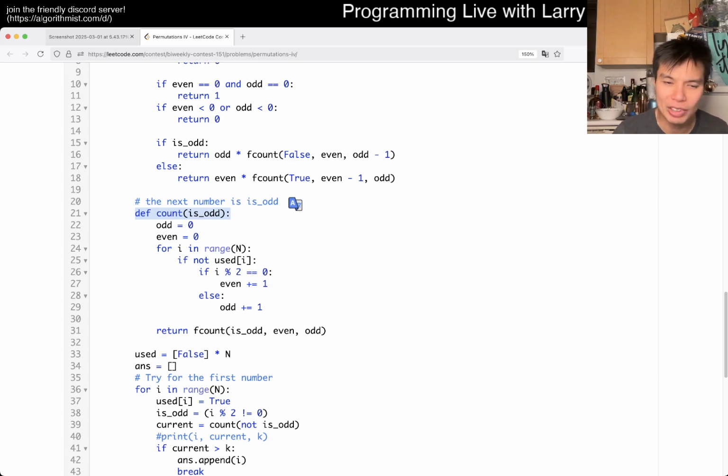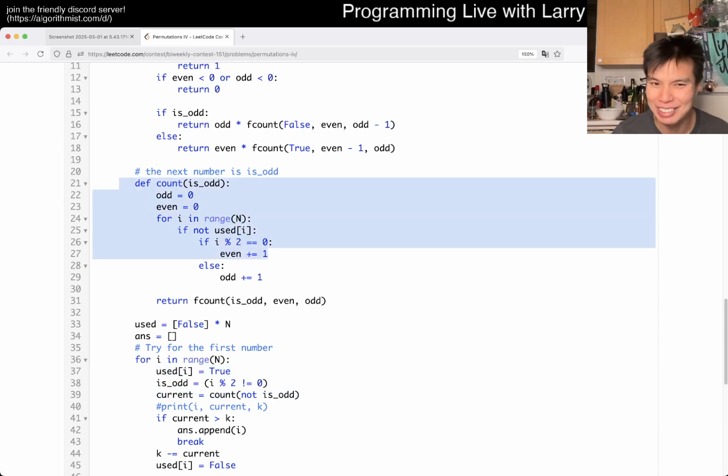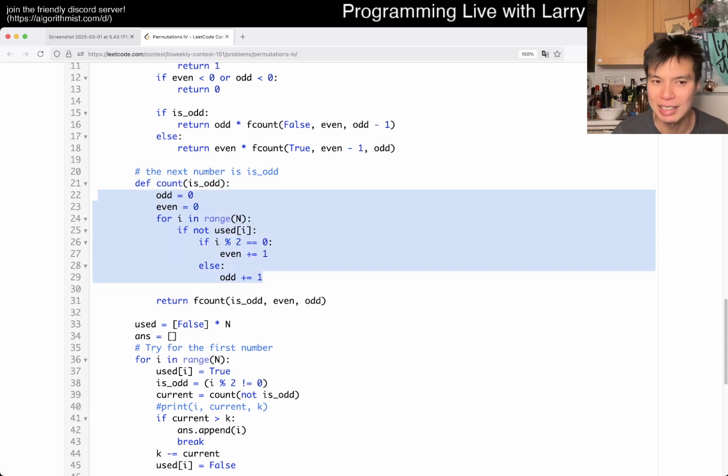For example, if the number that we're trying is a 1 and the number that we're trying is a 3, this function actually does duplicate work, or this part of the function anyway, because I just want it to be lazy, right?